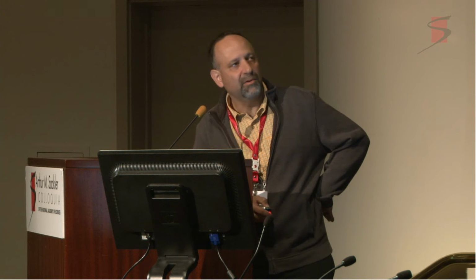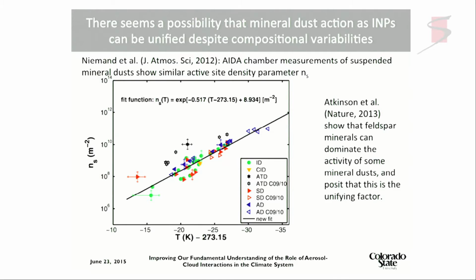One nice thing about mineral dust is that it appears in the lab, and this remains to be challenged by other people, that they can somewhat be unified in their behavior in terms of the active site density, the number of nuclei per meter squared of surface area, for different dusts from the Canary Islands, from the Sahara, from Asian regions, and so forth, from Israel. They can somewhat be unified by this parameter, and that could partly be understood by the role of certain feldspar minerals. At least that's what's been promoted by Ben Murray's group in this article in Nature.